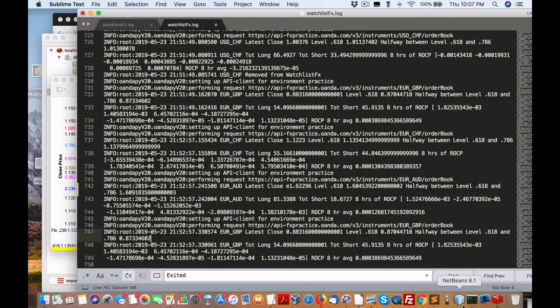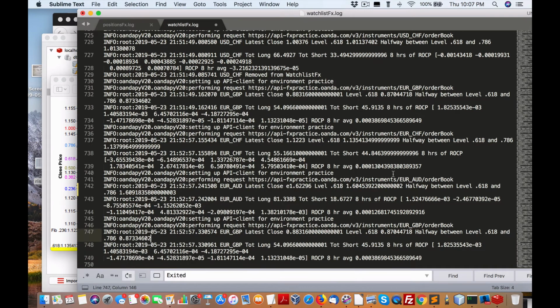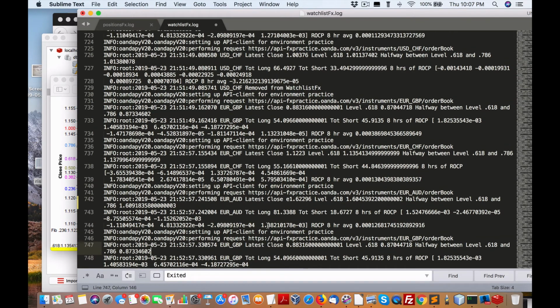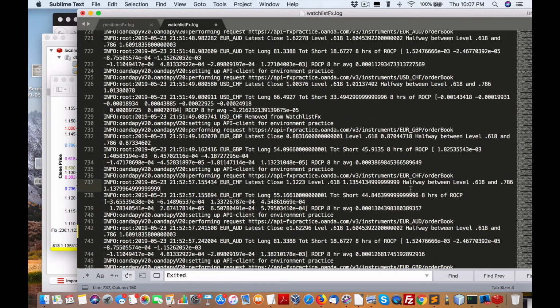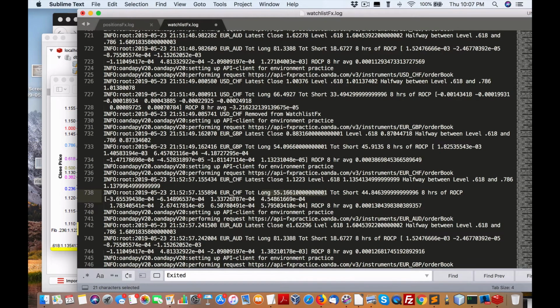As I said, we're looking at the Euro and CHF. Let me see if I have that logged anywhere. Right here. So it's the same as the other one, the Euro and British pound. It's not very strong, where the long is 55% versus the short, so they do meet the conditions.